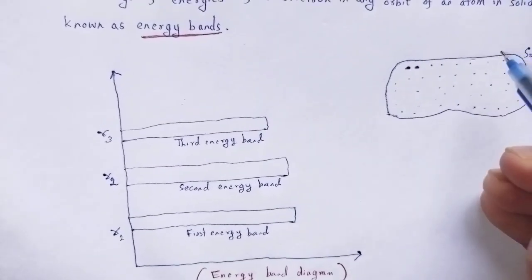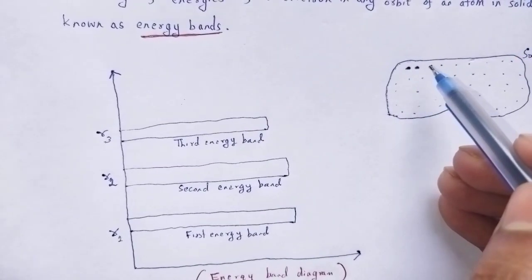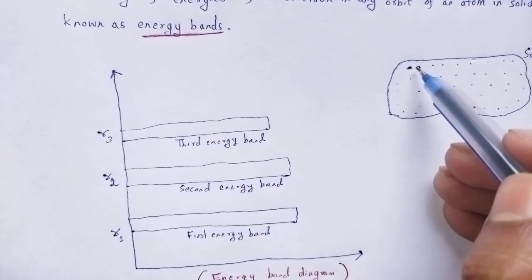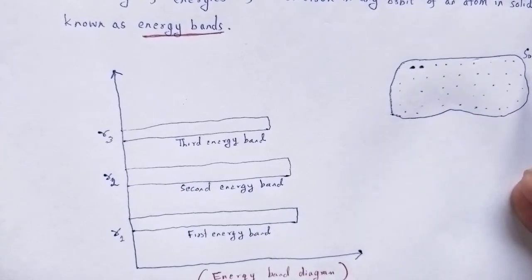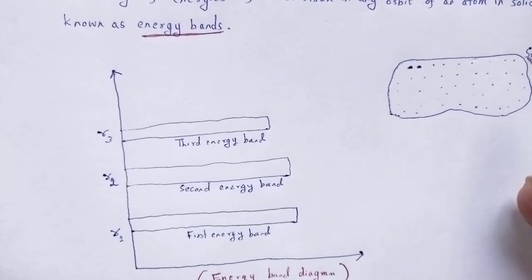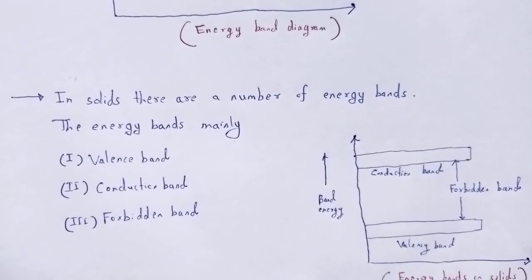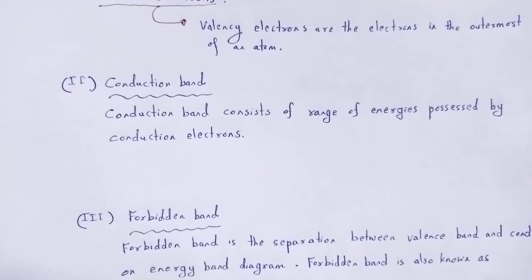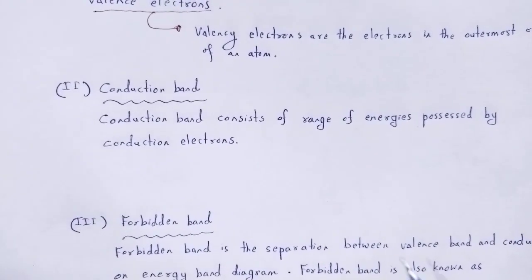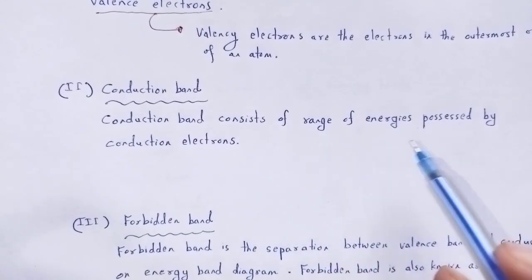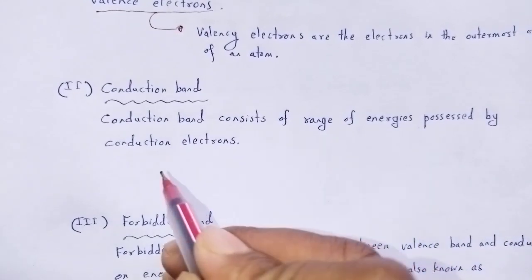If we consider a solid, what are the electrons present at the outermost shell of the atoms present in that solid? They lie in a range of energy, and that range of energy is nothing but the valency band. Similarly, the conduction band consists of a range of energies possessed by conduction electrons.